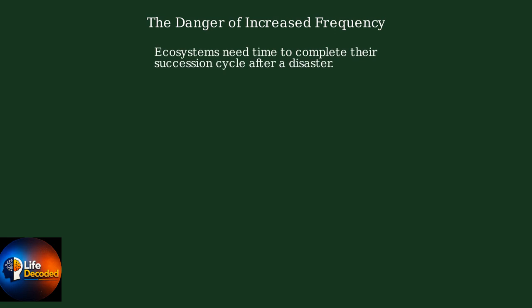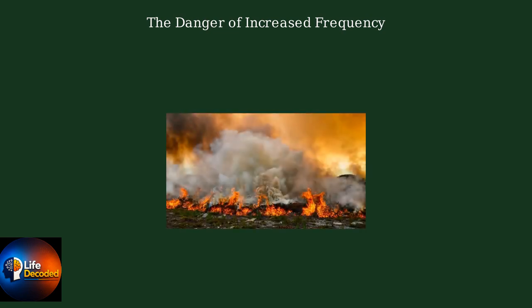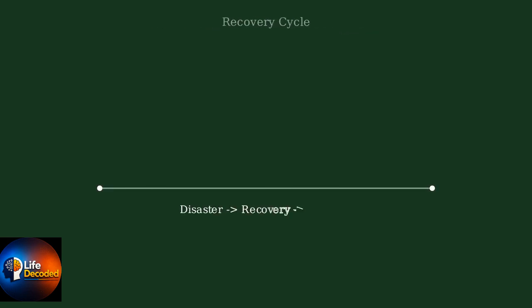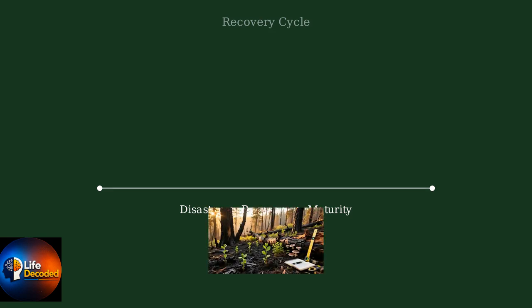While nature is robust, it has limits. If disasters like wildfires or floods occur too frequently, the ecosystem never gets the time to complete its succession cycle. Frequent disturbances prevent the establishment of mature species, leading to a permanent state of degradation. When the interval between events is too short, the system loses the ability to reset, potentially crossing a critical tipping point.